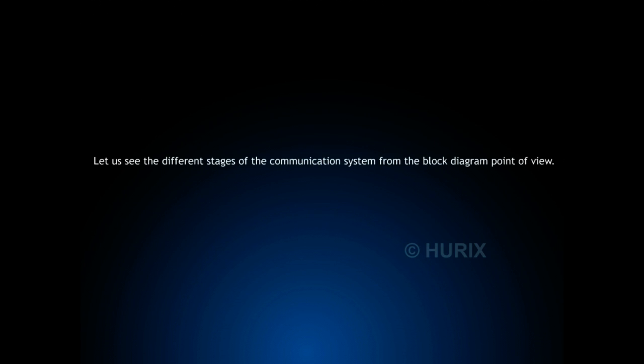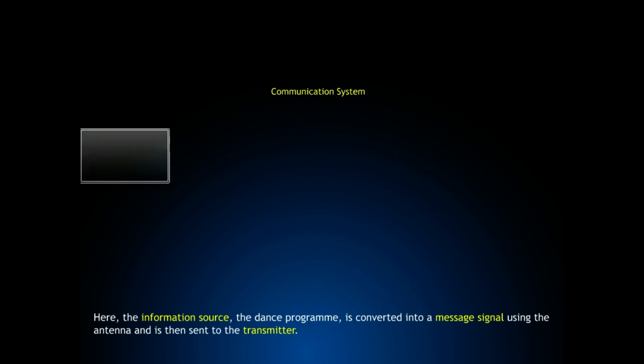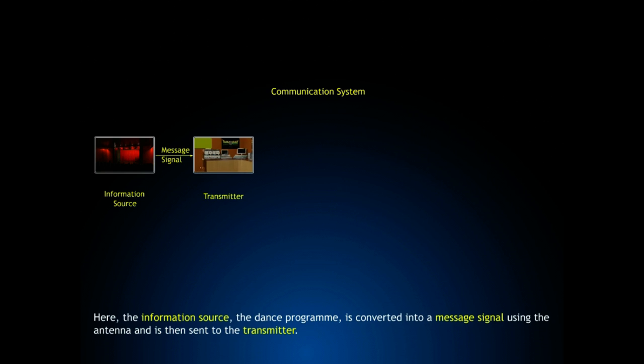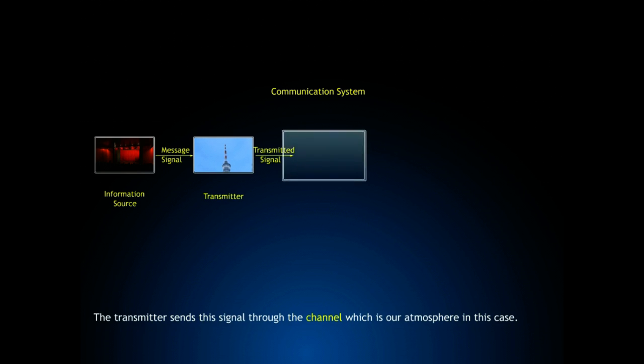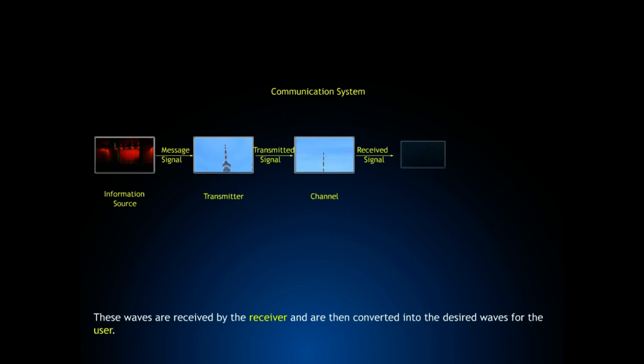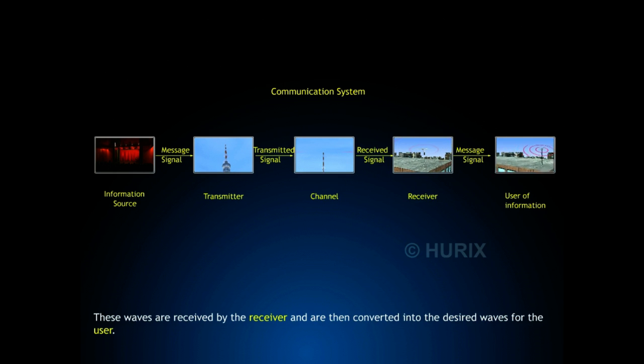Let us see the different stages of the communication system from the block diagram point of view. Here, the information source, the dance program, is converted into a message signal using the antenna and is then sent to the transmitter. The transmitter sends this signal through the channel, which is our atmosphere in this case. These waves are received by the receiver and are then converted into the desired waves for the user.